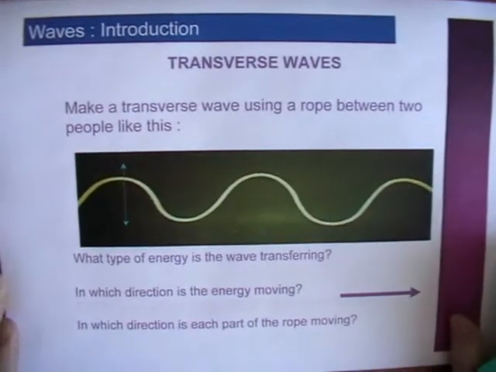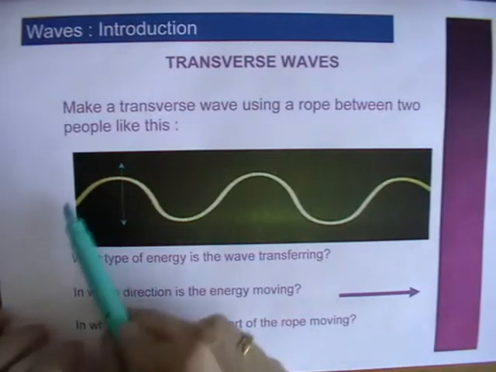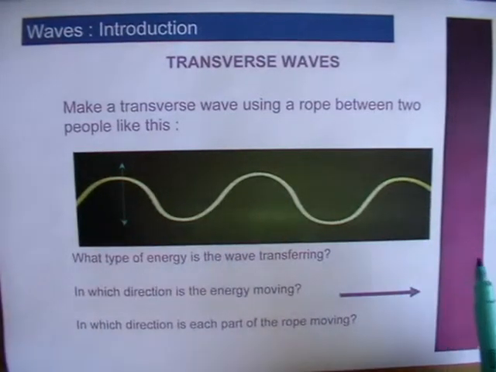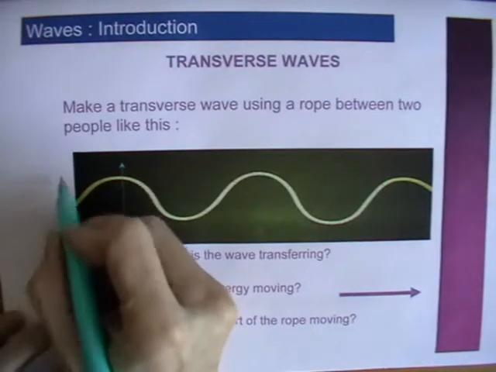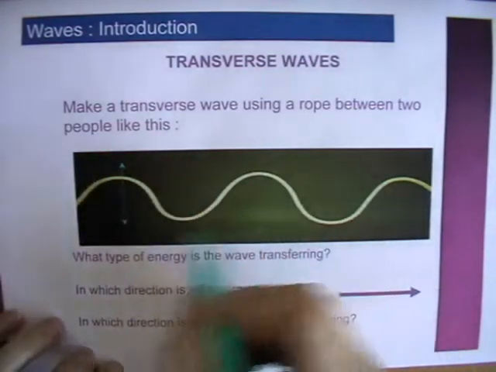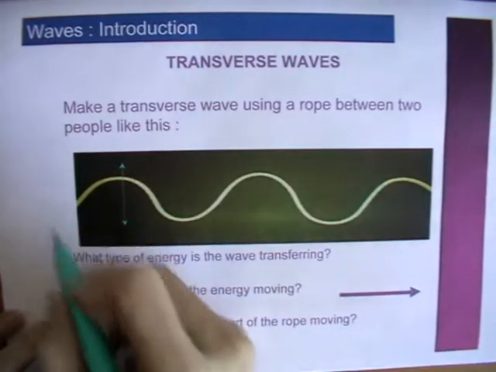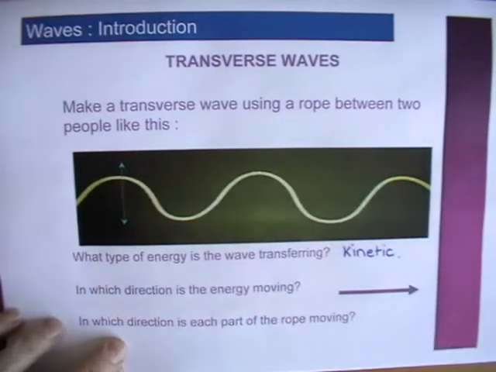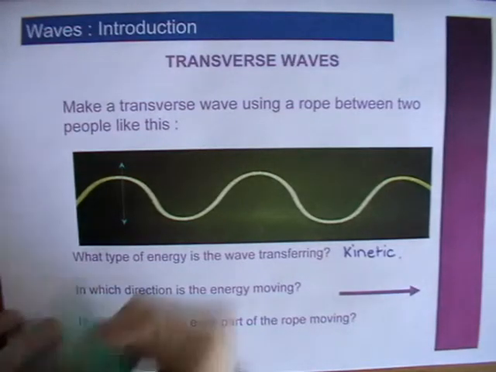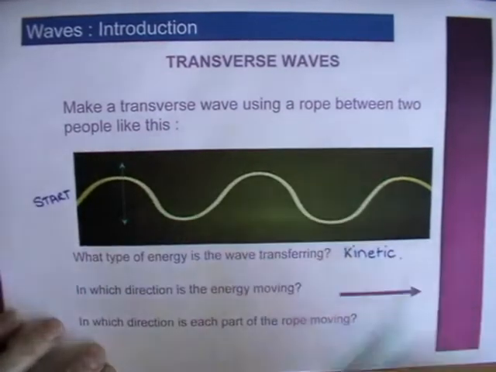Okay, so we're going to talk about transverse waves then. If you make a transverse wave using a rope between two people, and I'm sure you've done this quite often, or you've done it with the slinky spring in the classroom, what type of energy is the wave transferring? As you move your hand up and down at this side, the rope moves up and down, or the slinky moves up and down, and passes to the person at the other end. Of course, because you're moving your hand up and down, that's kinetic energy. In which direction is energy moving? So it's moving, if you start here, from left to right.